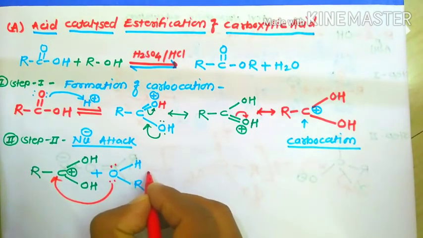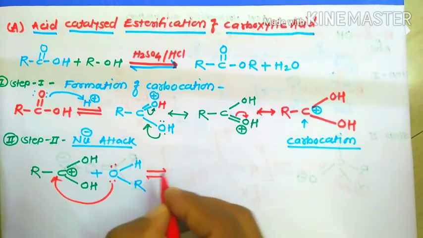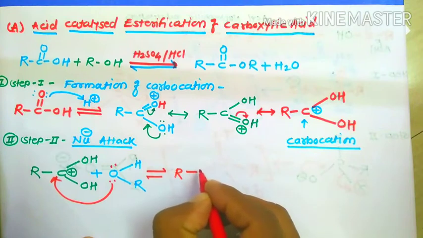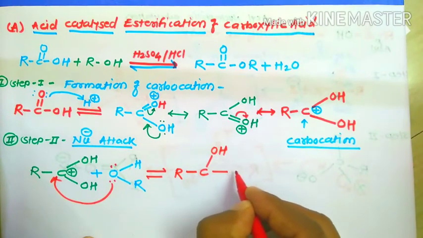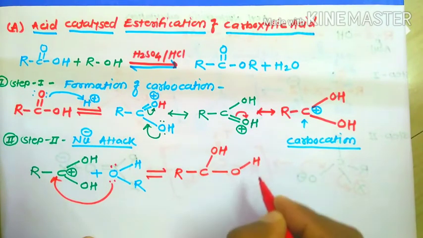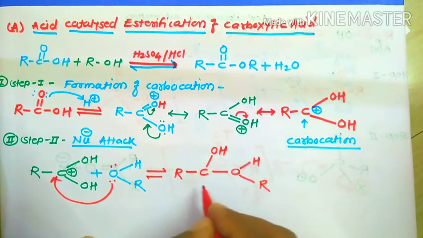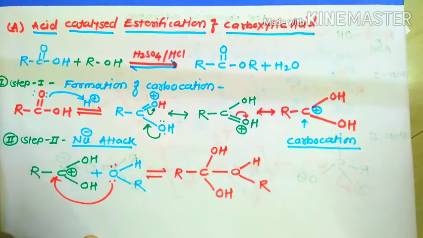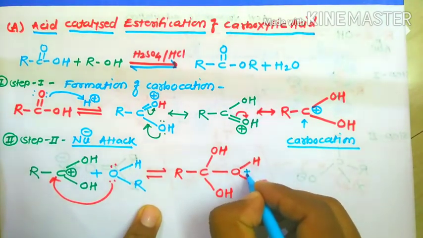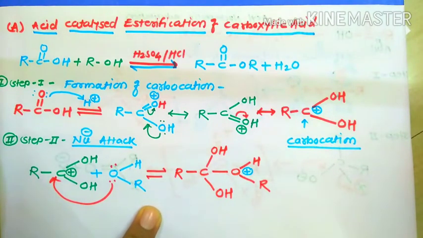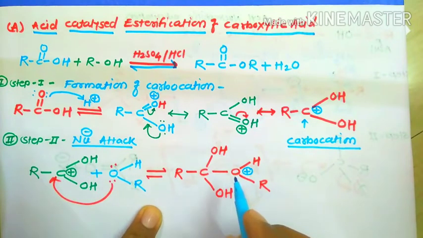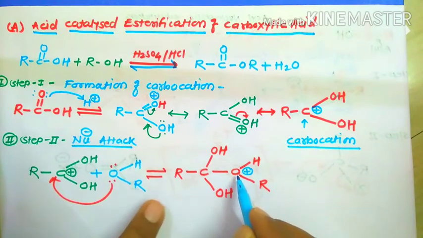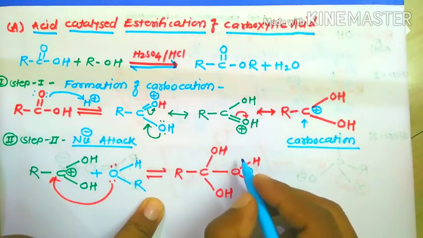To form R-C-OH, then OH and ROH. This oxygen contains a positive charge because it acts as an electron donor toward the electron deficient carbocation, and therefore this oxygen has an electron deficit and acquires a positive charge. The positive charge means an electron deficient species.